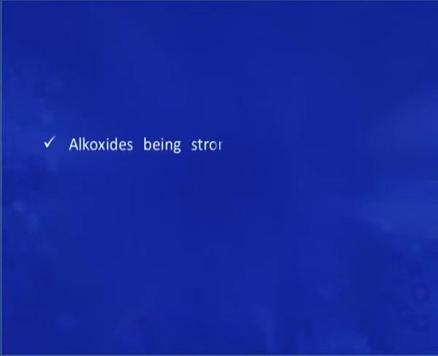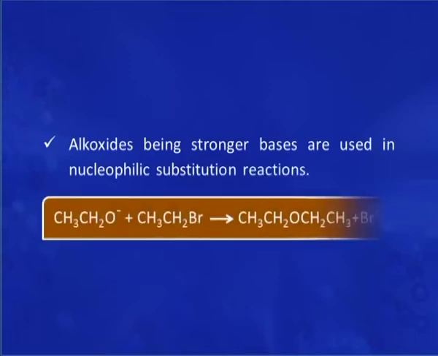Alkoxides, being strong bases, are used in nucleophilic substitution reactions. Here ethoxide ion is reacting with ethyl bromide to give diethyl ether.